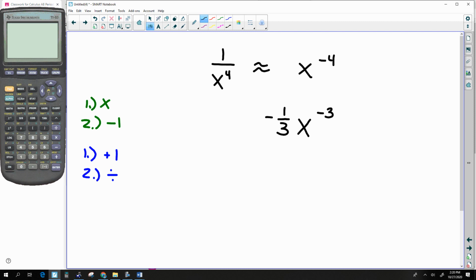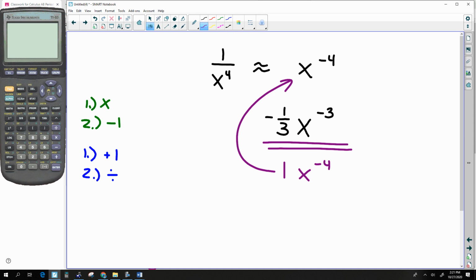Now, if you get your answer and you're not sure if that's the right answer or not, what you do is take the derivative of that. So -3 times -1/3 is 1, and then you subtract 1. And what do you know? You should start off with what you began with.